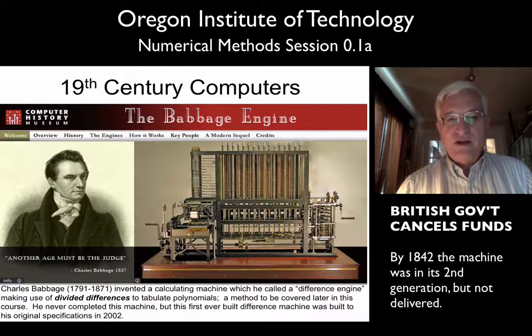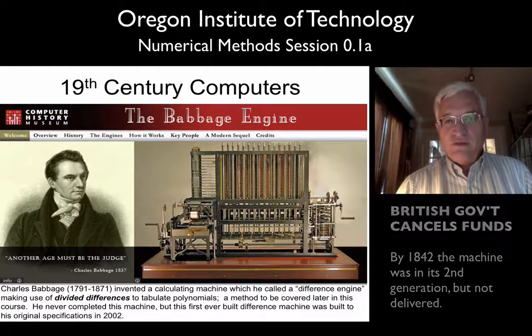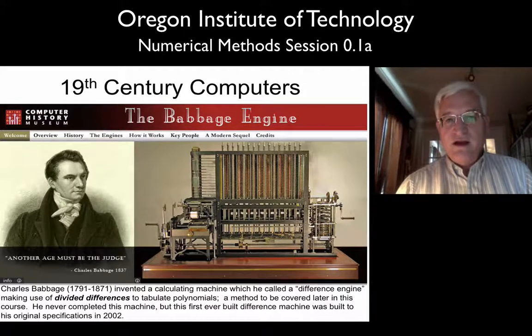Just like a good engineer, though, he had learned from his mistakes on this and created another machine. I think he called it the analytic engine. And finally, they came up with a difference engine 3, which eventually was built.